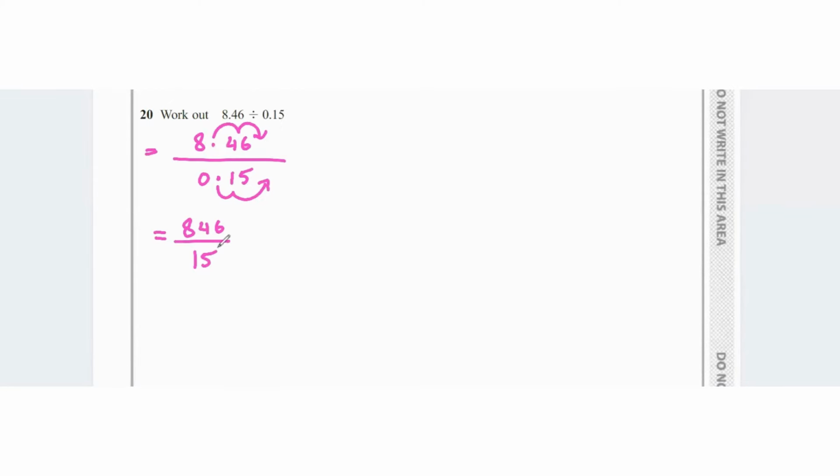Now, 15 is divisible by 3 because 5 times 3 is 15. We don't know if 846 is divisible by 3, but there's a trick to check it. If we add 8, 4, and 6, that gives us 18. Now, 18 is divisible by 3 because 6 times 3 is 18. So when you're trying to check if numbers are divisible by 3, always add the digits, and if their sum is a number in the 3 times table, that means the number is divisible by 3.